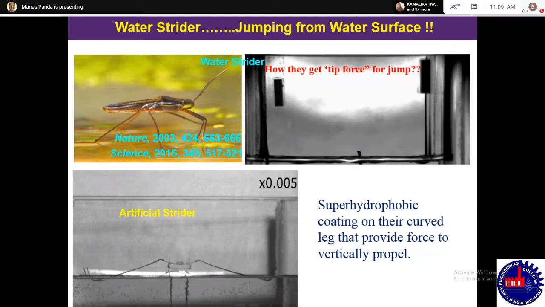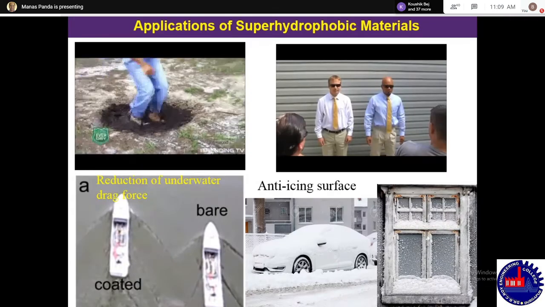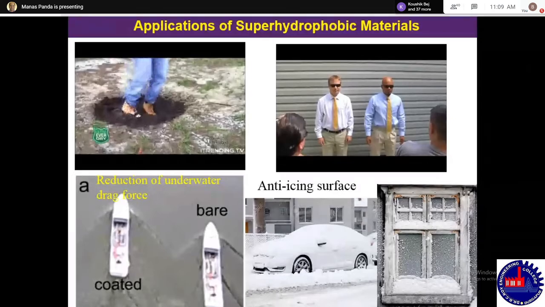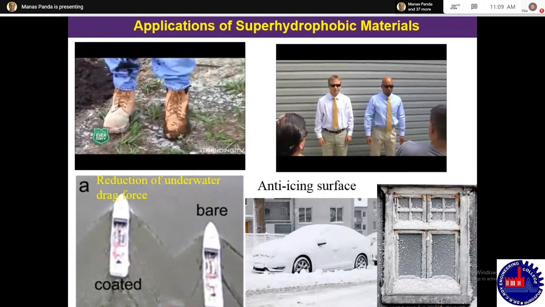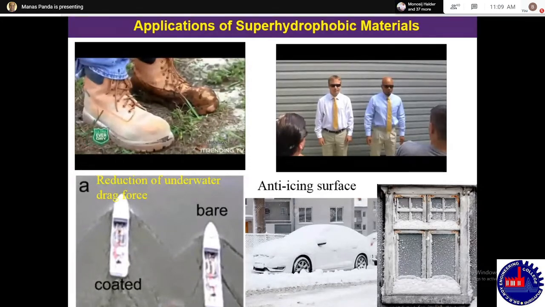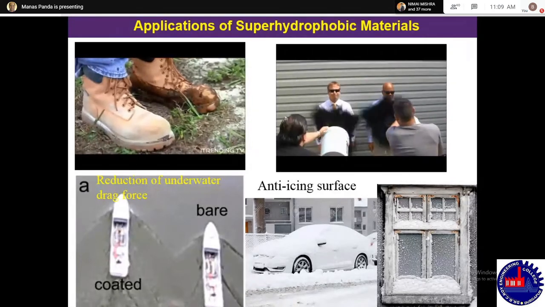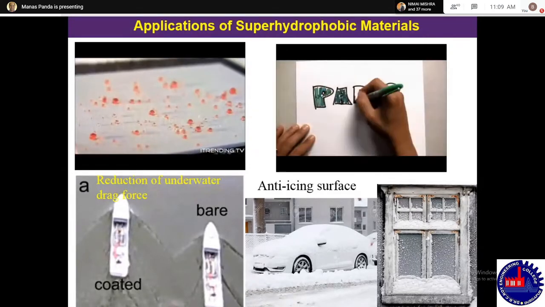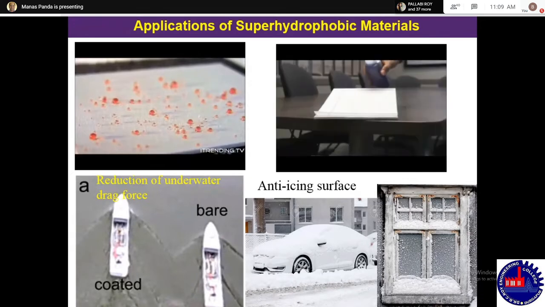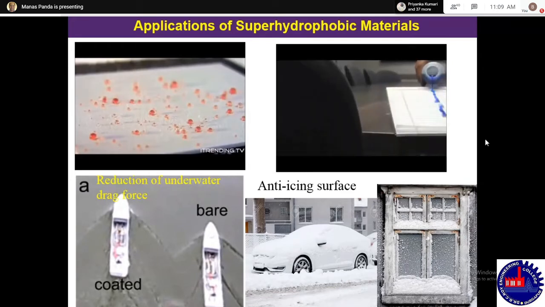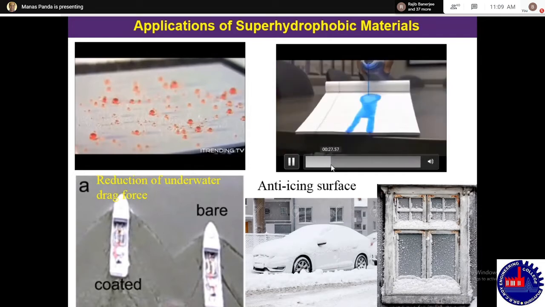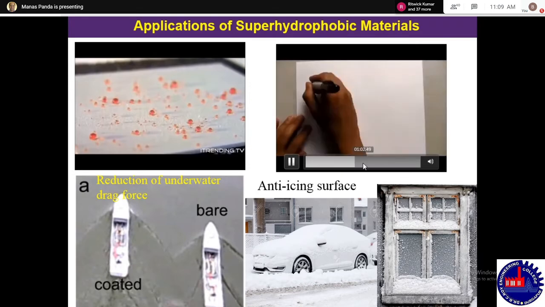What are the other applications? As you can see, for these shoes, the right hand shoe was coated with superhydrophobic material and the left hand one was not coated, and you can see the difference when you jump into the mud. In the right side video, you can see one shirt is coated with hydrophobic material, another shirt is not coated. The coated one is not getting wet, whereas the next one is not coated with hydrophobic material, and this is getting wet. Okay, I'll just forward this.